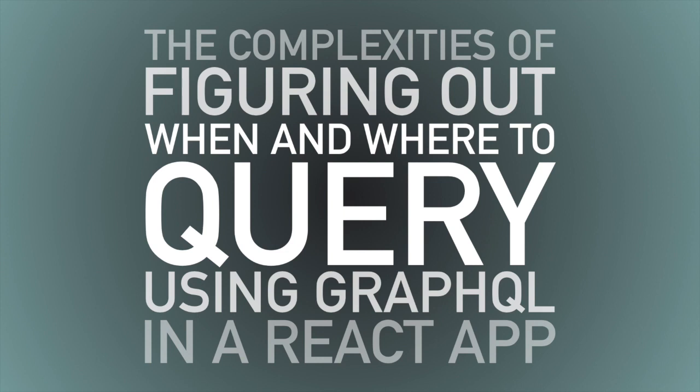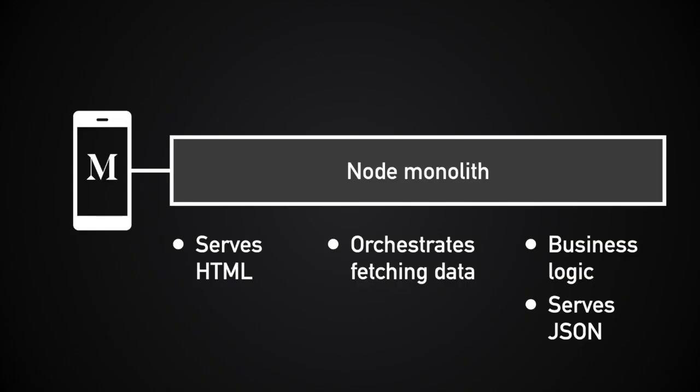But before I can get into that, I need to give you a little context on Medium's infrastructure and our ongoing adoption of GraphQL. When Medium launched 6 years ago, just about every user interaction went through a monolithic node application. It served page requests and our API requests, and it orchestrated fetching data for those requests, and it ran our business logic, and it talked to our data stores. And honestly, it was pretty great for a long time, but it has started to show its age.